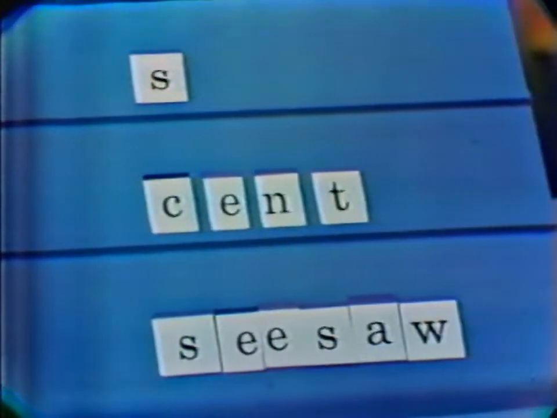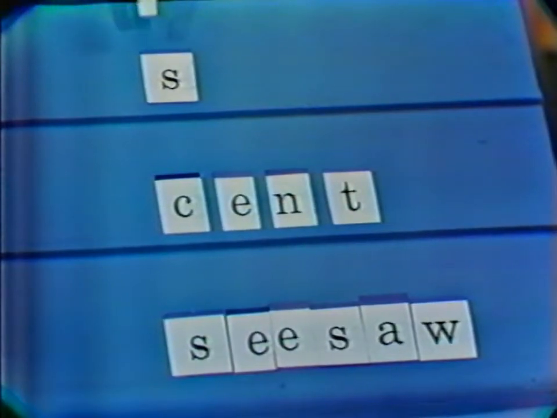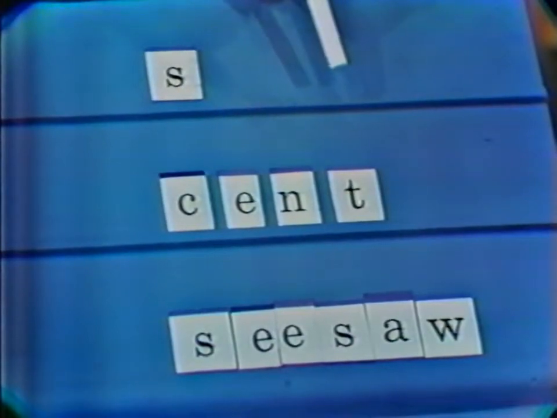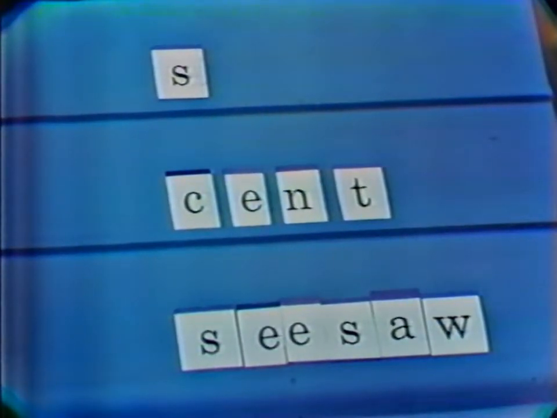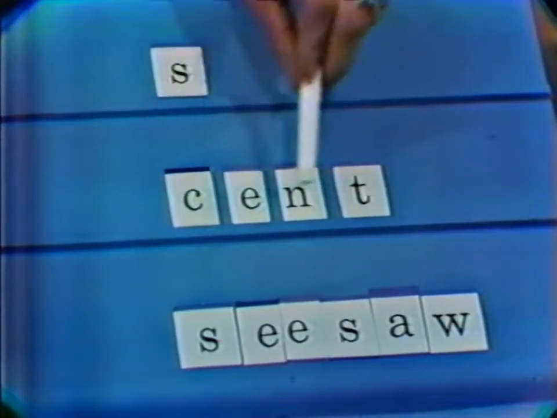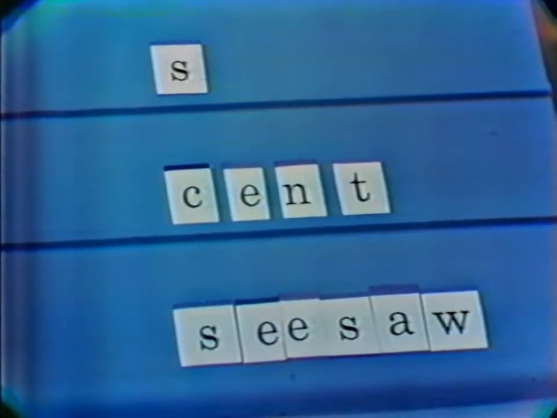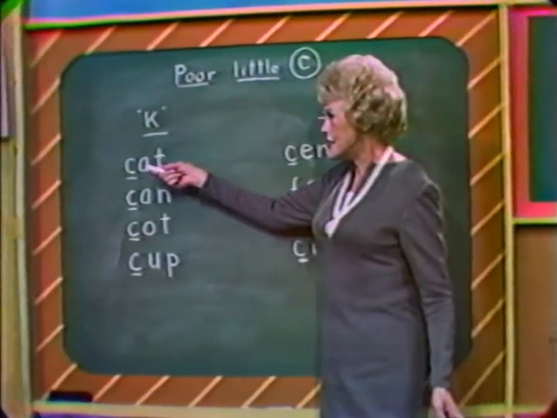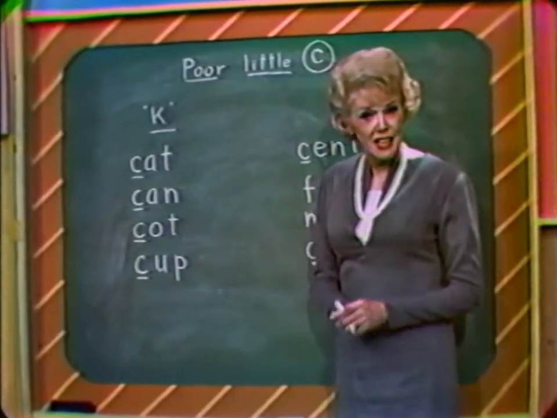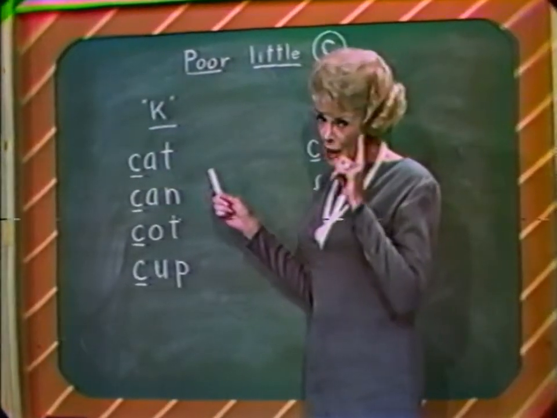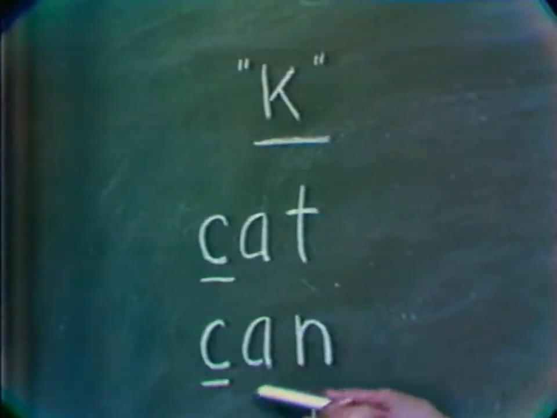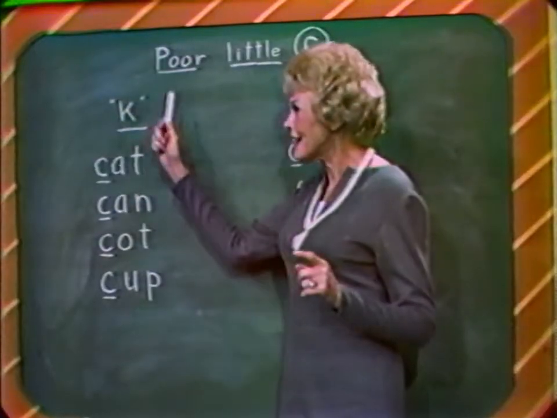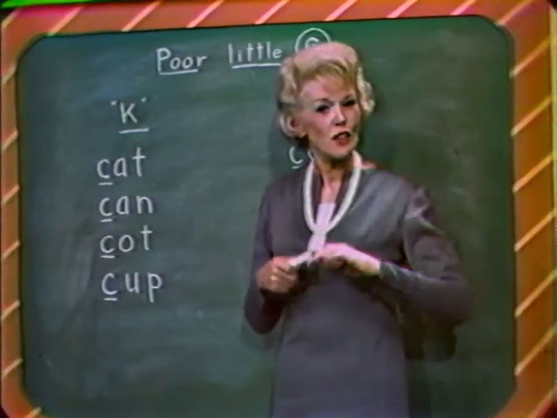Now look, here is poor little C under the letter S. And what sound does it say here? That's right, cent. If you give me a penny, then I'll have 1 cent. And that's the very same sound that S says in the word seesaw, isn't it? Well, now let's go over here and look on the board, and we will see that C is under K again, and so it has the sound of K, which is most of the time the sound it has. Cat, and can, and cot, and cup. When C sounds like K, which is most of the time, we'll call it the hard C.